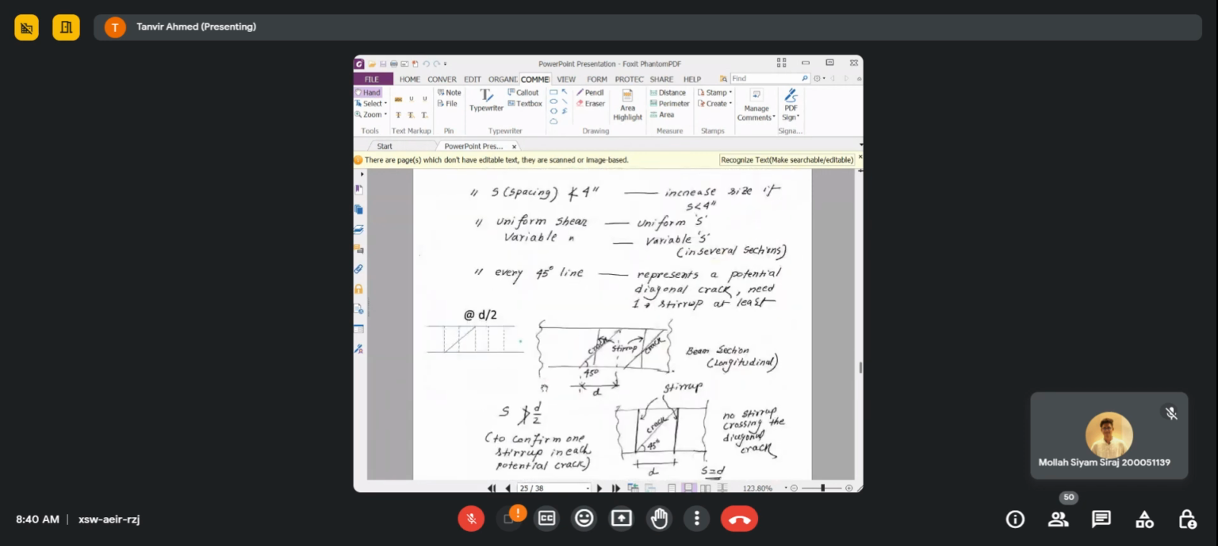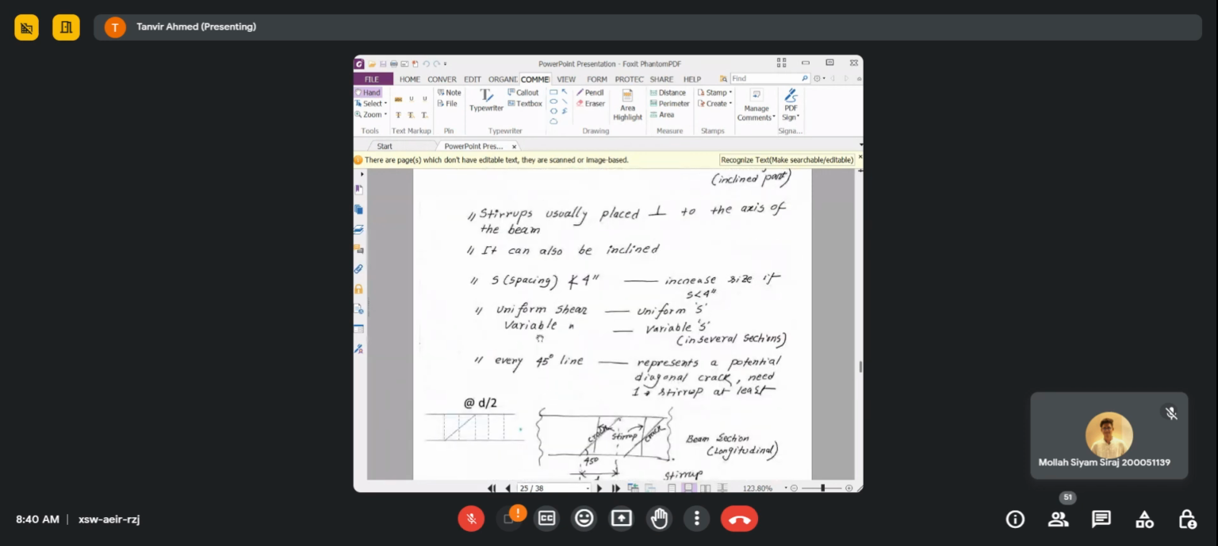And then the spacing between the stirrups should not be greater than 4 inch. So the spacing between two stirrups should always be less than 4 inch. And there are other guidelines for the maximum spacing. We'll be talking about them as well, inshallah. When we move forward, you will know there are some other requirements. All of these requirements have to be fulfilled when you're providing the spacing between the stirrups.